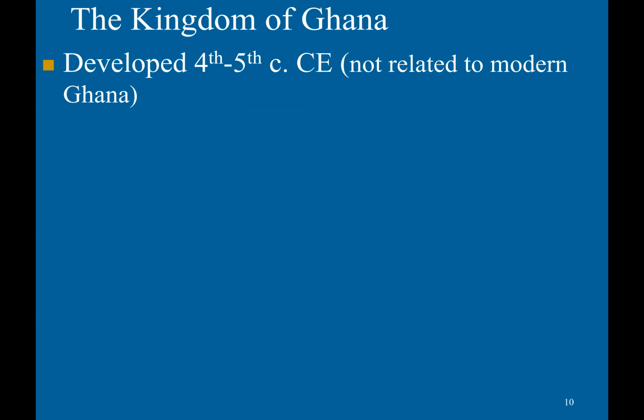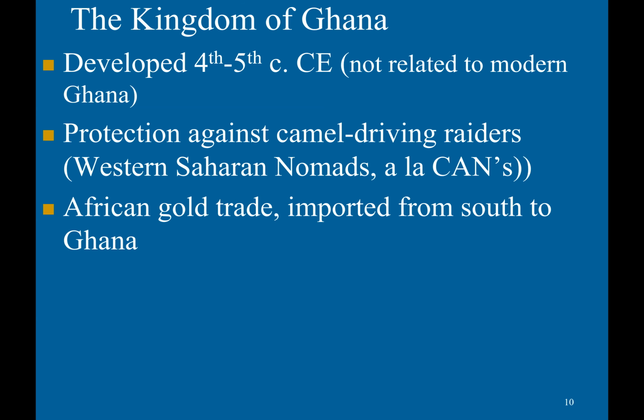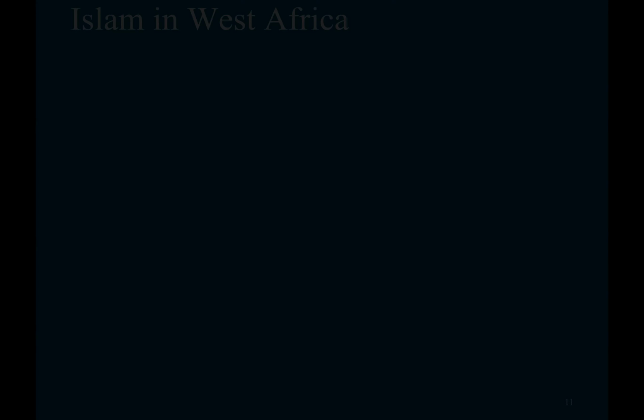The Kingdom of Ghana develops around the 4th to 5th century CE. It is not, however, related to modern-day Ghana. It provided protection against camel-driving raiders, or the Western Saharan nomads, kind of like the Central Asian nomads. They engaged in the African gold trade, with gold imported from the south to Ghana, as well as the salt trade. Controlling and taxing the trade in gold both enriched and strengthened their realm. They also sold ivory and slaves.